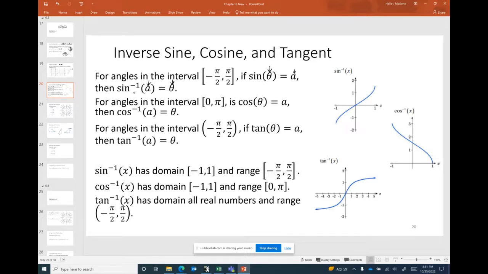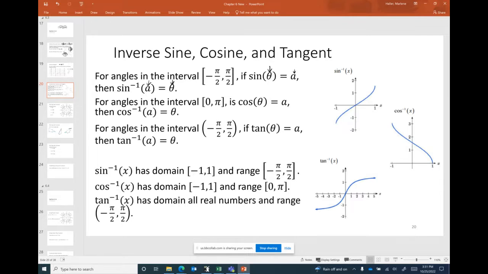But we could also say that this is the angle whose sine is a, right? Inverse sine of a could also be thought of as the angle whose sine is a. All right, again, inverse swaps domain and range. So that means the inverse sine function would have the domain -1 to 1 and the range -π/2 to π/2. Okay, cosine, same domain, range 0 to pi. And then the inverse tangent function, the domain is all real numbers. The range is -π/2 to π/2.